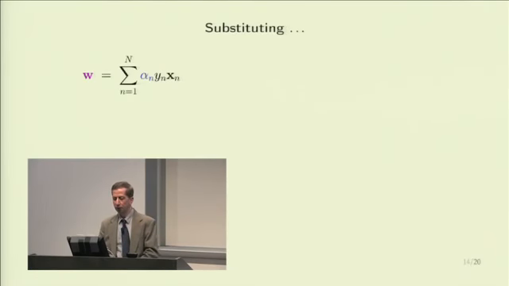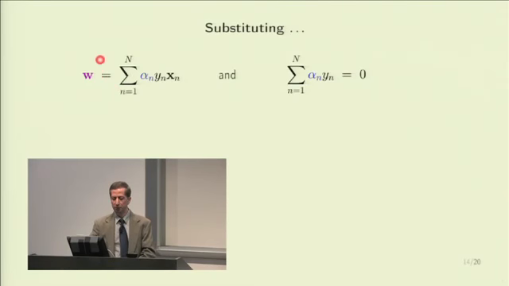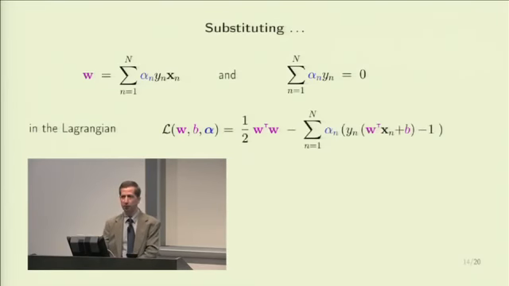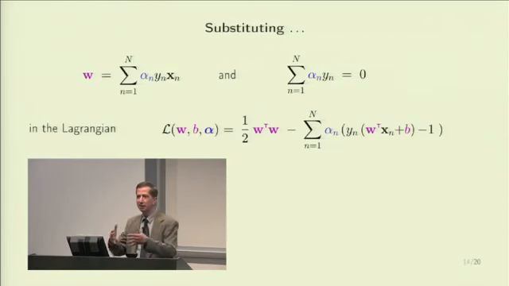Here are what I got from the last slide. This one I got from the gradient with respect to W equals 0, so W has to be this. And this one from the partial with respect to b equals 0. I get those, and now I'm going to substitute them in the Lagrangian. The Lagrangian has that form. Now let's do this carefully because things drop out nicely, and I get a very nice formula at the end, which is a function of alpha only.